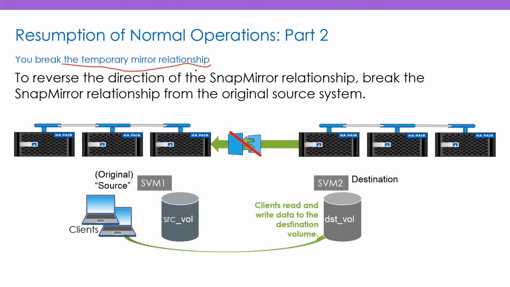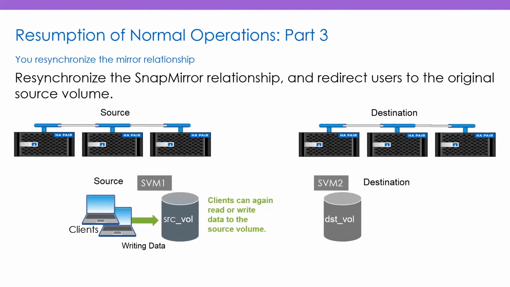That was a temporary mirror relationship, and now it's important for me to reverse the direction, which will always be done by breaking. So you will have to break the relationship from the original source and reinitialize it. And that's where the clients now know that their source is back online, the original source, and they can be redirected to come back and things resume the way it was initially.